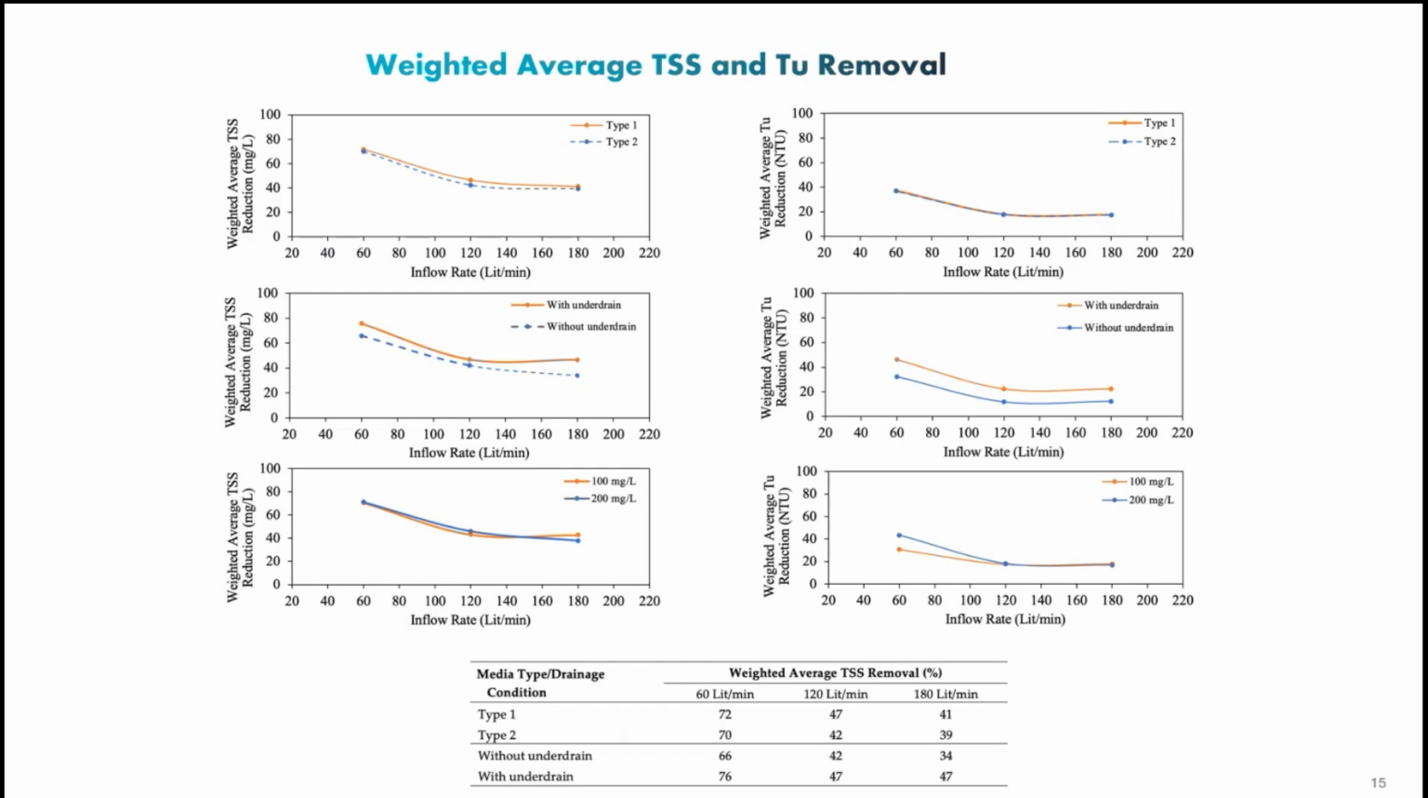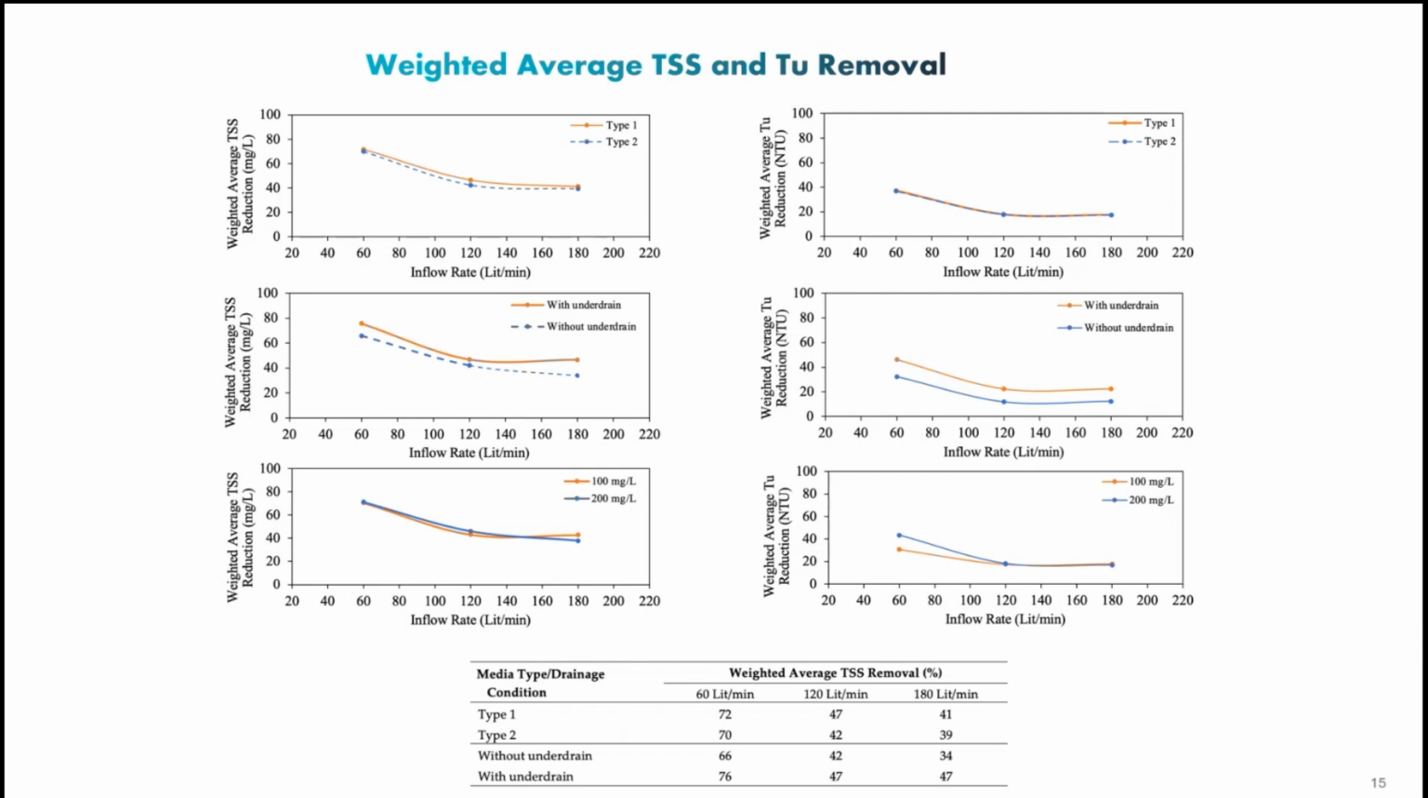We have the same result for the turbidity on the right side. Again, type 1 and type 2 perform very similarly when it comes to the turbidity removal for different flow conditions. There is better performance with the drainage system in place, even for turbidity, as well as some differences between sediment loading with regard to the 100 milligram and 200 milligram for turbidity. But overall, we see a trend. There is a reduction overall in both TSS removal and turbidity removal with the increase in flow.